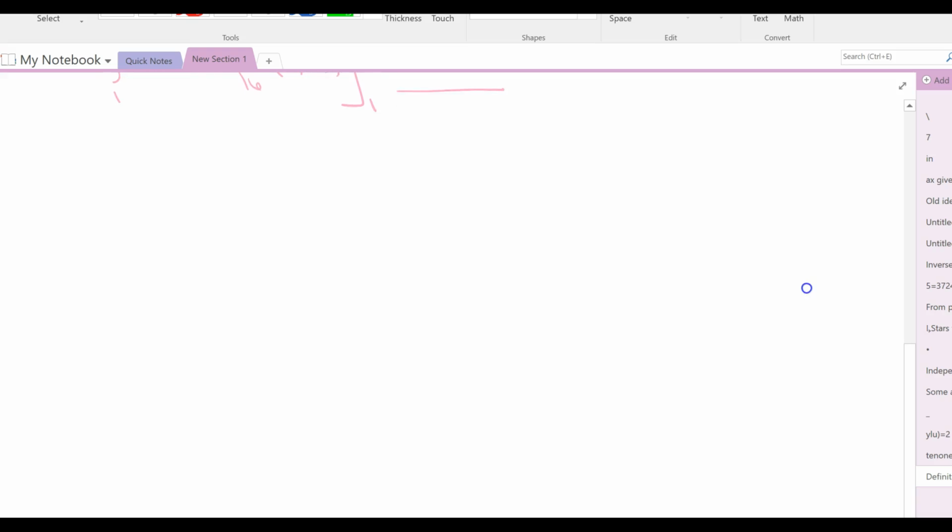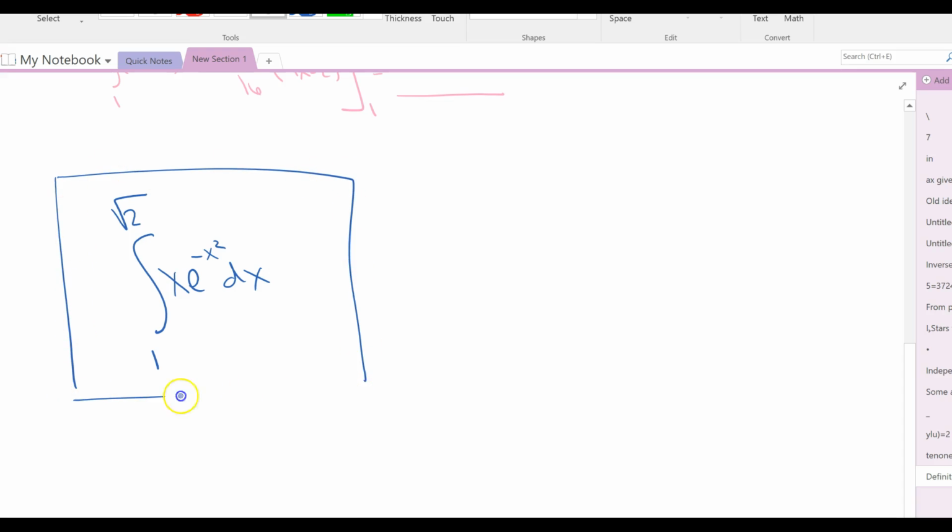Okay? Why don't we try this one? Let's take a look at the definite integral from 1 to root 2 of x e to the negative x squared dx. Go ahead and try that on your own, and then replay me for your listening and answer verification pleasure.